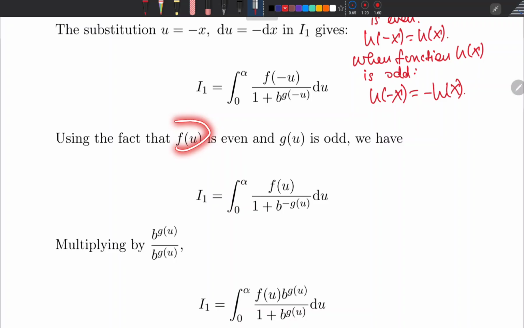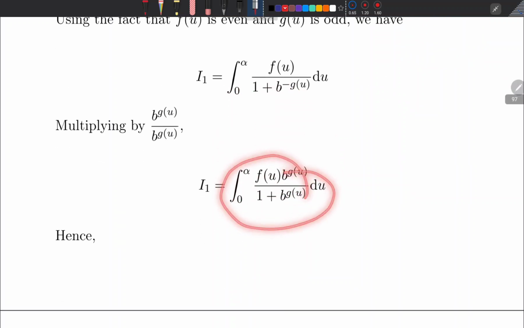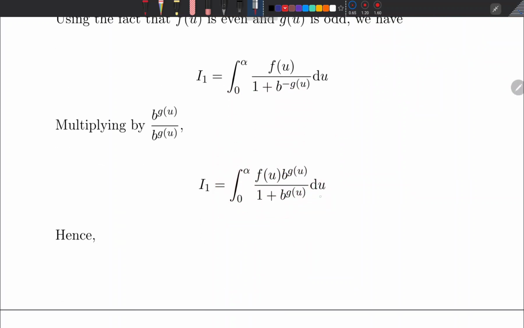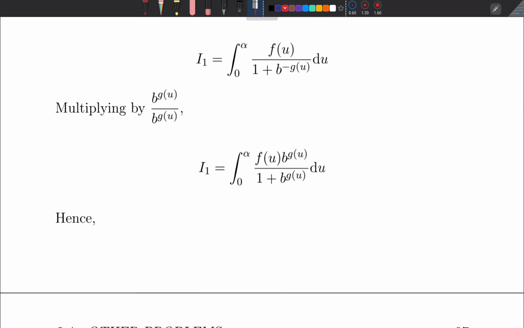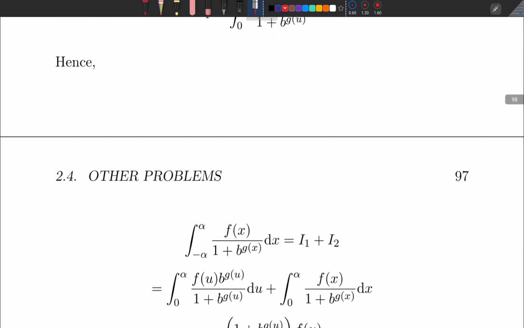Using the fact that f of u is even and g of u is odd, we have this integral, right? So what we did is we just multiplied and divided with b to the g of u. What that's going to give us is basically this is going to be 1 plus b to the g of u, and in the numerator we are having f of u times b to the g of u, from 0 to alpha.